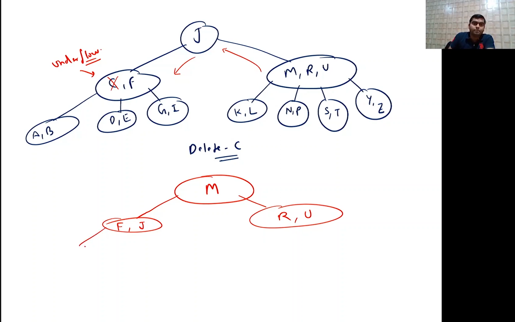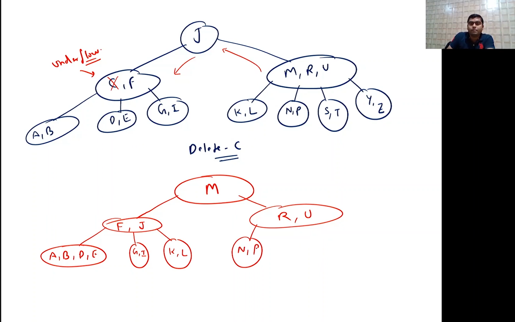A, B and D, E. So this will be in a single node, A, B, D and E, and in between, G and I, and after J, between M what, KL. So this KL will come here, K and L, and before R, N and P. Okay, before R, N and what, P, and between R and U, it is S and T, and after U is what, Y and what, Z. So this is the final tree.